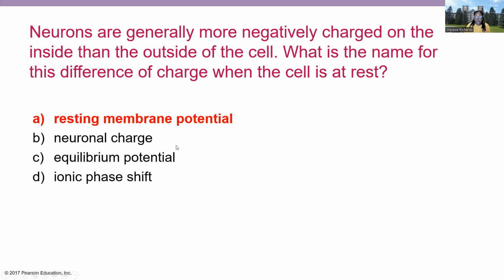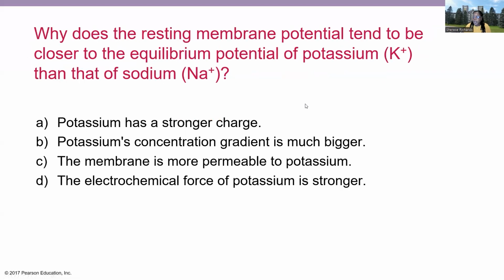Neuronal charge, not so much relevant. We know that all neurons have a separation of charge, but that is not what's being described. Equilibrium potential is also not what's being described. We know that that is the potential at which an ion is at equilibrium. In other words, it has zero movement because both forces are equal and opposite. And then D, ionic phase shift, also not relevant here. Okay, let's move on to a third question.